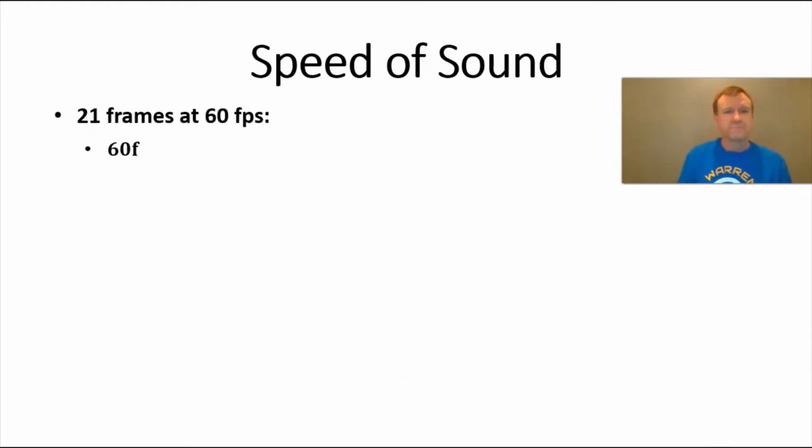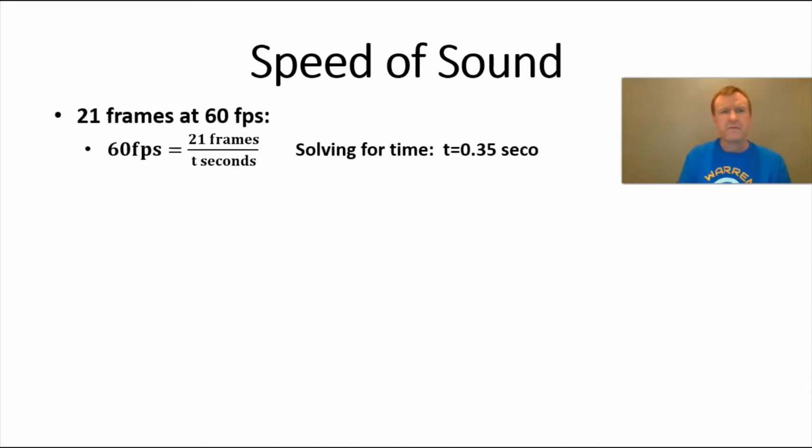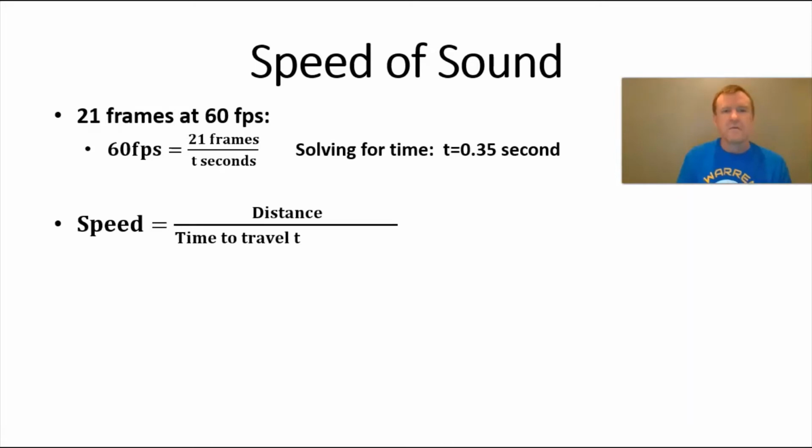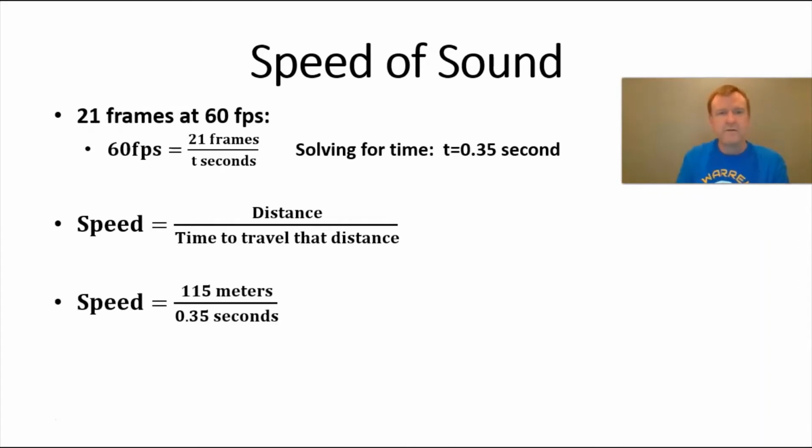Okay, so we're going to do the calculation here. I'm going to use 21 frames, which is about what we're seeing with the blocks of wood. At 60 frames per second, 21 frames would take 0.35 seconds for that sound to get to me. We know speed is distance divided by the time it takes to travel that distance. So we had 115 meters divided by 0.35 seconds. There we go, speed of sound calculated: 329 meters per second.